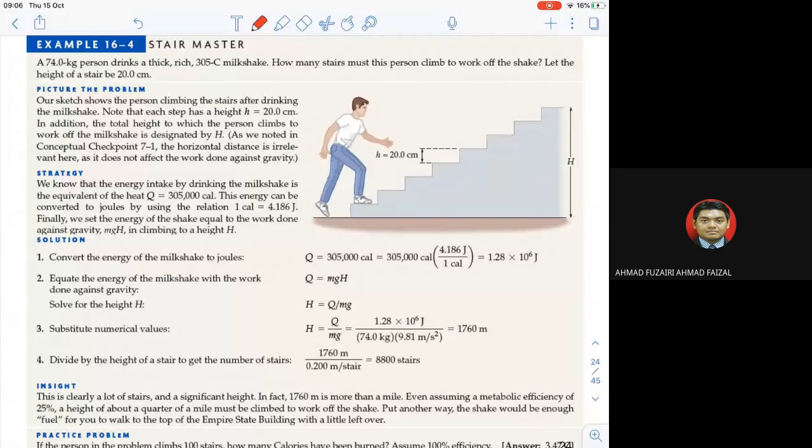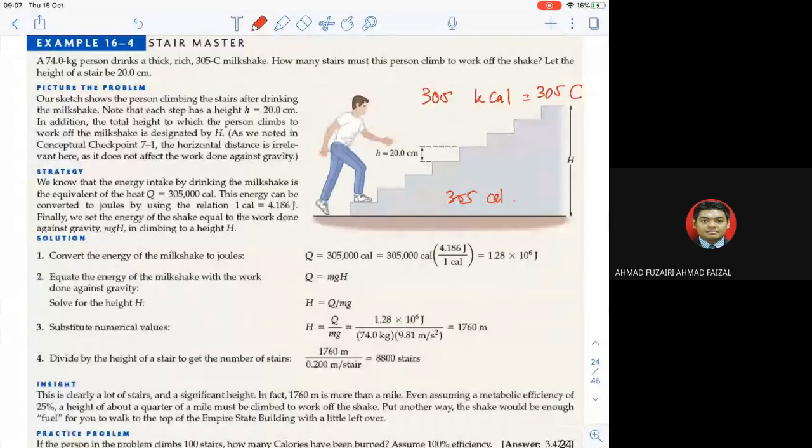Normally when we have 305, we always use kilocalorie. So we can also write 305 capital C. If it is 305 cal, it is just 305 calorie. But 305 kilocalorie means 305,000 calorie. So 305 C, the quantity of heat, is 305,000 calorie.